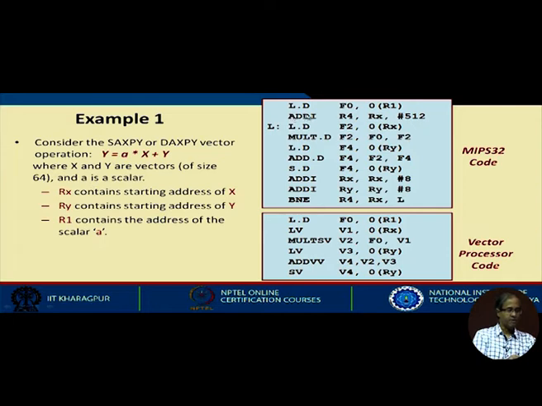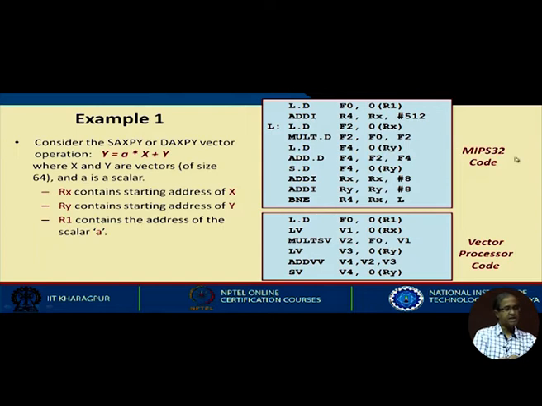Well, for convenience, for ease of our programming, let us assume Rx is a register that contains the starting address of the vector x in memory, Ry is a register containing the address of y, and the scalar register R1 contains the address of the scalar number a.